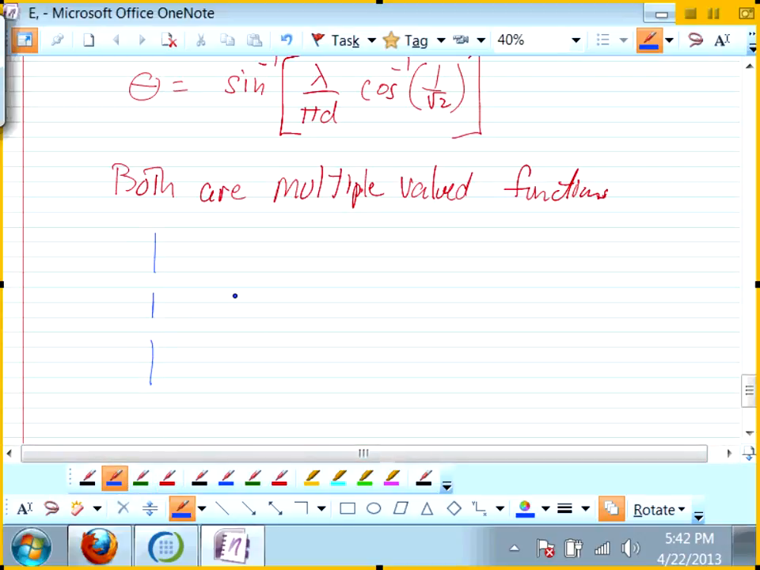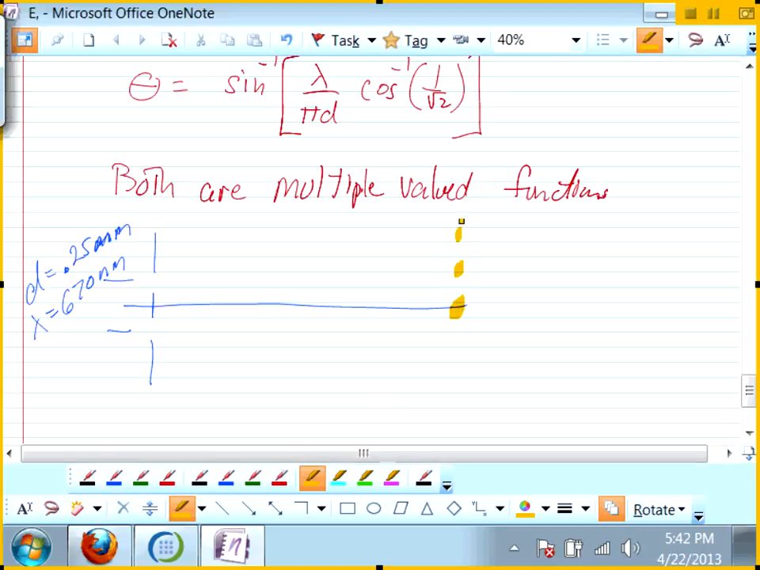All right. Let's make D 0.25 millimeters and lambda to be 670 nanometers. We got a bright spot, and a bright spot, and a bright spot, and so on. Where do you think we would look for the intensity to be 1/2 of the maximum?